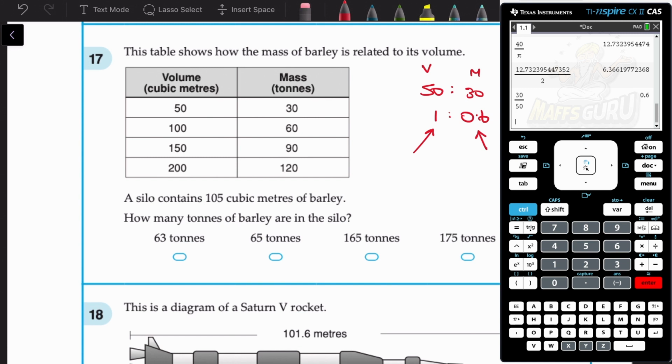So what I'm saying is now, if we've got 105 cubic meters of barley, I've times that by 105, so I'm going to do the same here. So 0.6 times 105 gives me 63 tons. Colour that in, and we are good to go.